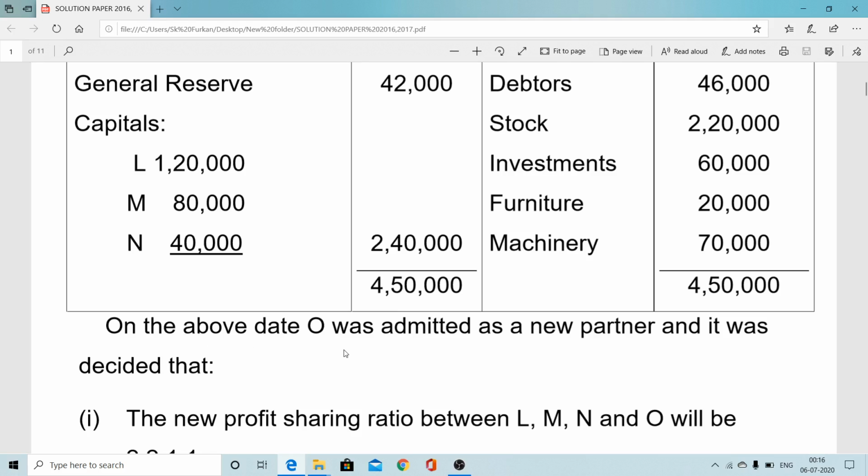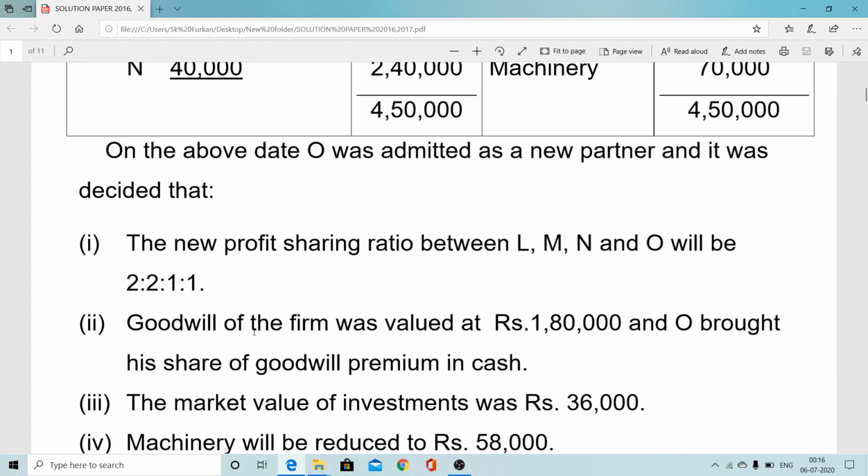Now on the date, O is a new partner who wants to take admission, and other terms and conditions are as below. Number one, the new ratio of L, M, N and O is 2:1:1, meaning 2 by 6 of L, 2 by 6 of M, 1 by 6 of N and 1 by 6 of O. So the new partner's share is indirectly provided as 1 by 6.